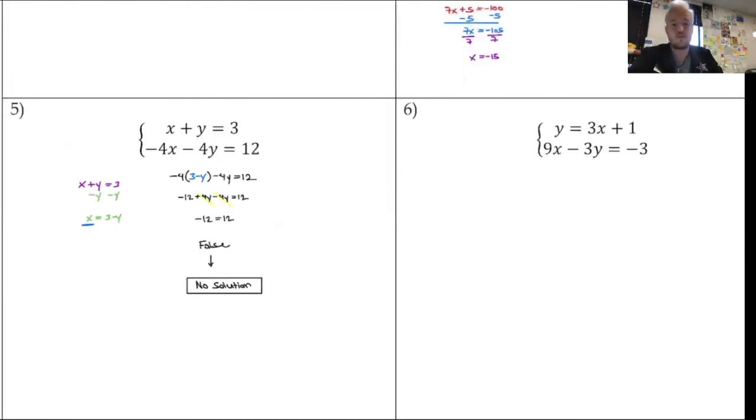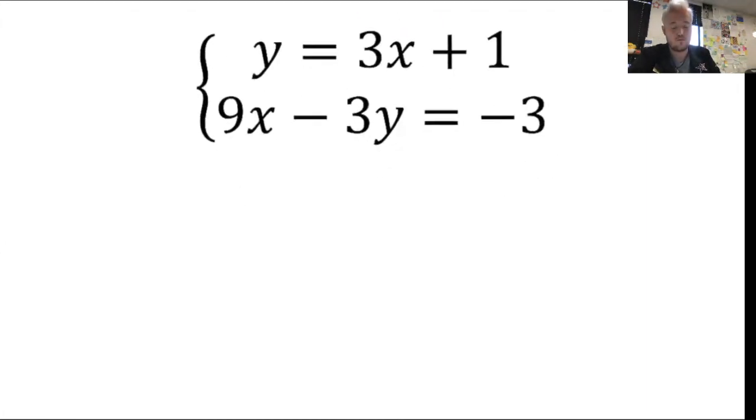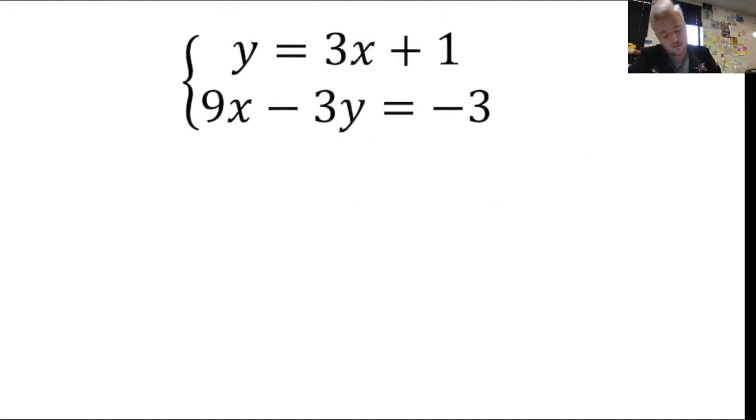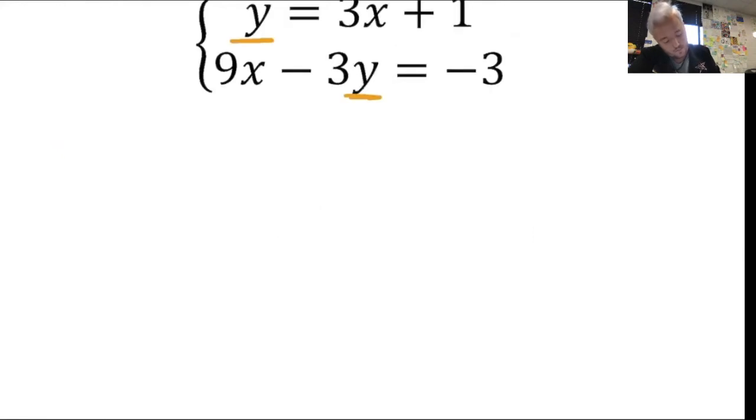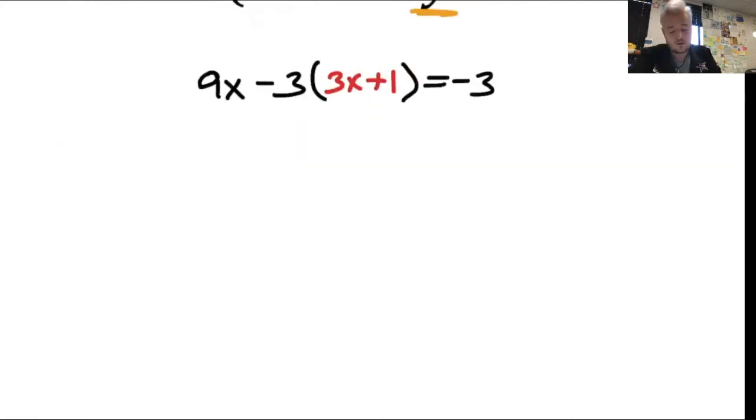All right. So for number 6, can I count? Yes, number 6. All right, so same idea. I'm going to take my y value and plug it in for y down here. So 9x minus 3 parentheses, 3x plus 1 equals negative 3. So now I'm going to distribute. So 9x minus 9x minus 3 equals negative 3.